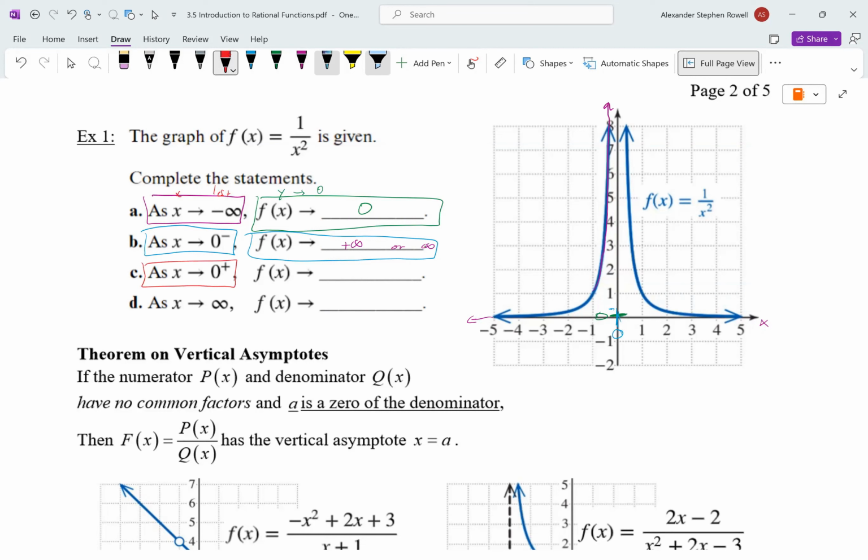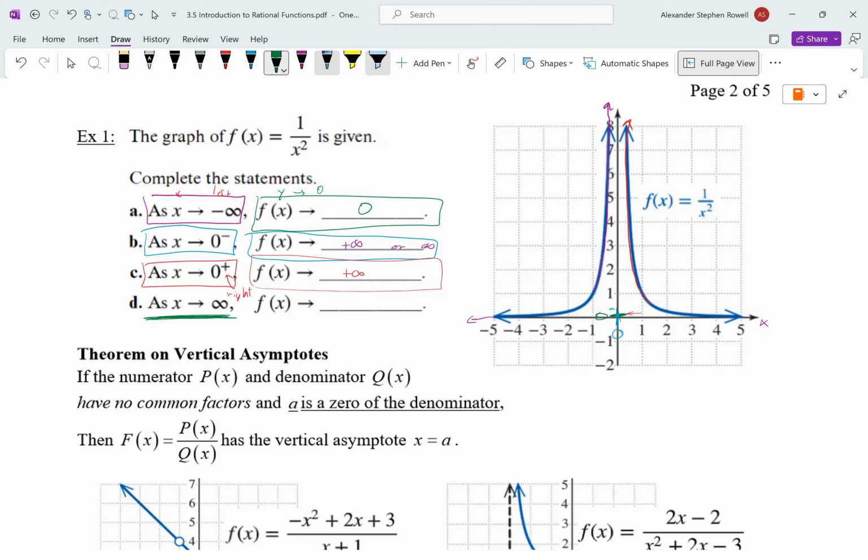What does this mean? Part C. X is approaching 0 from the right. Approaching from the right. But along my function, what's my y value going to? Yes, positive infinity again.